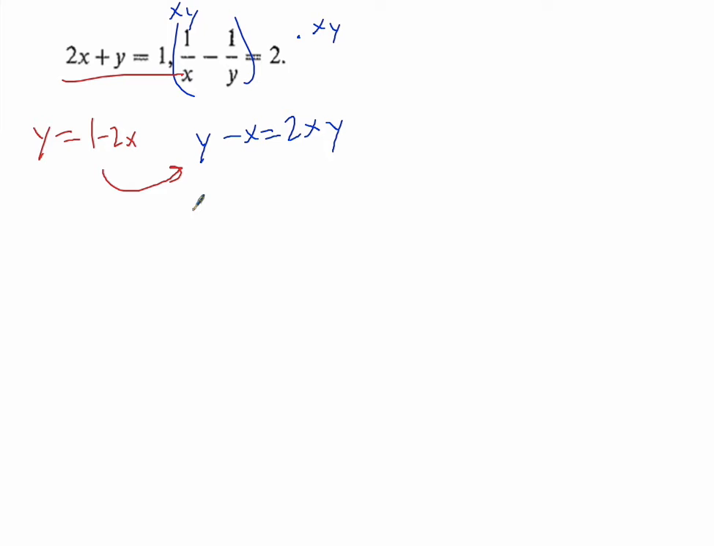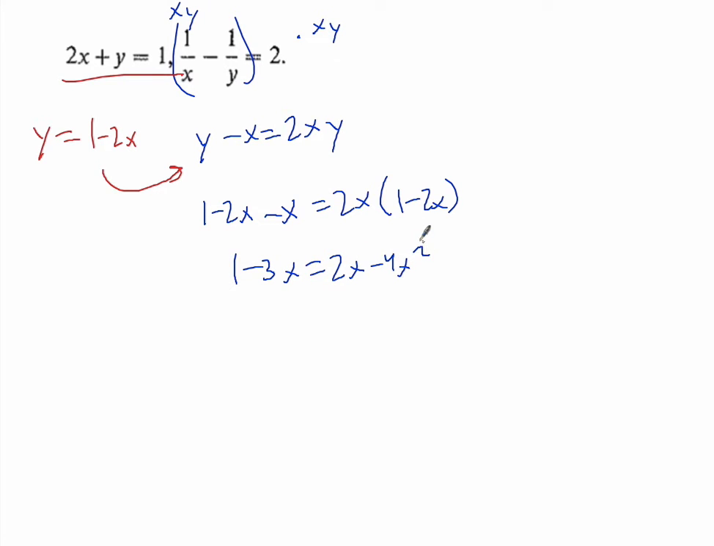Okay, so we get 1 minus 2x, the y value, minus x equals 2x times (1 minus 2x). So that's 1 minus 3x equals 2x minus 4x squared. I'll bring the 4x squared to the other side, and I'll subtract 2x from both sides. We get 4x squared minus 5x plus 1 equals 0.